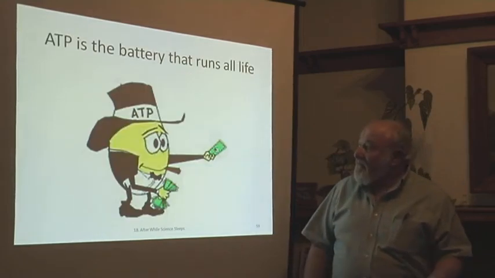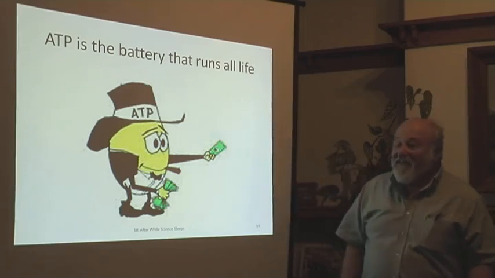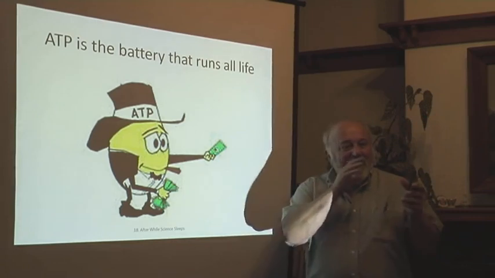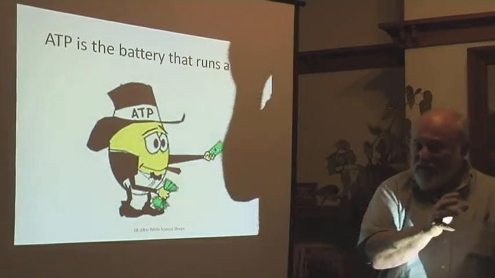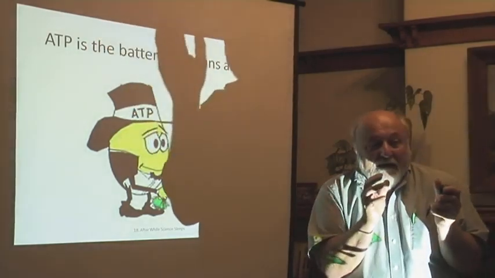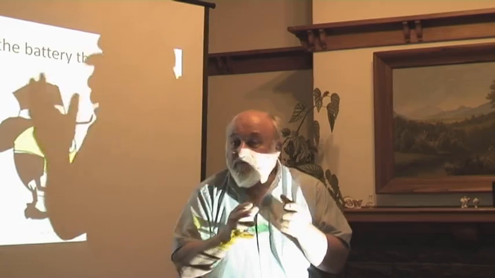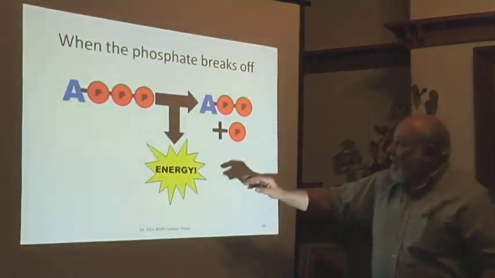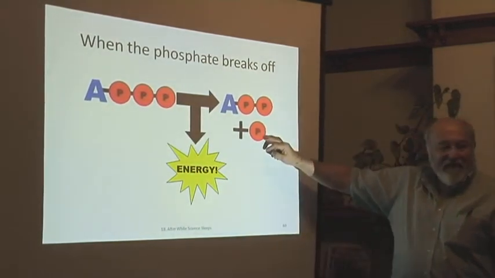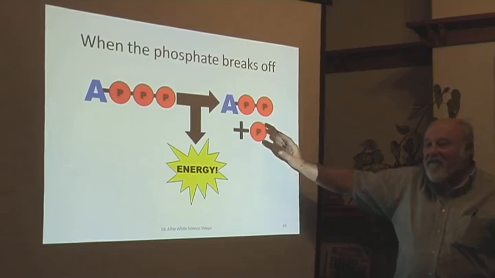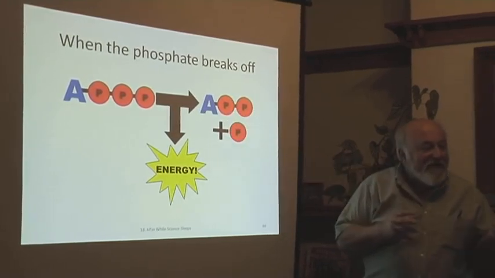Now, ATP is the battery that runs all of life, and it behaves like this. ATP has three phosphates attached to it, and it goes out into an organelle or someplace in the body where you need energy. That little organelle doesn't have the ability to make ATP, but it can break off a phosphate, and that releases a bunch of energy. So it goes from ATP to ADP plus the phosphate. It's a perfect mechanism because the ATP is not hurt at all. It's just broken into pieces.